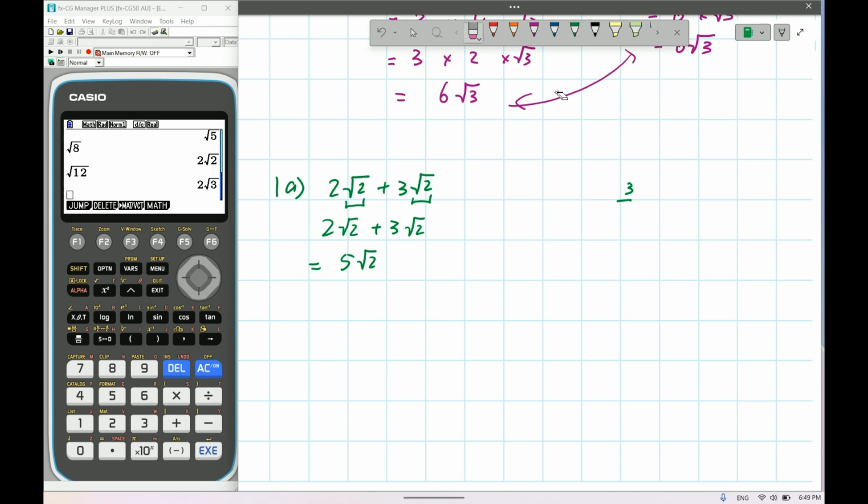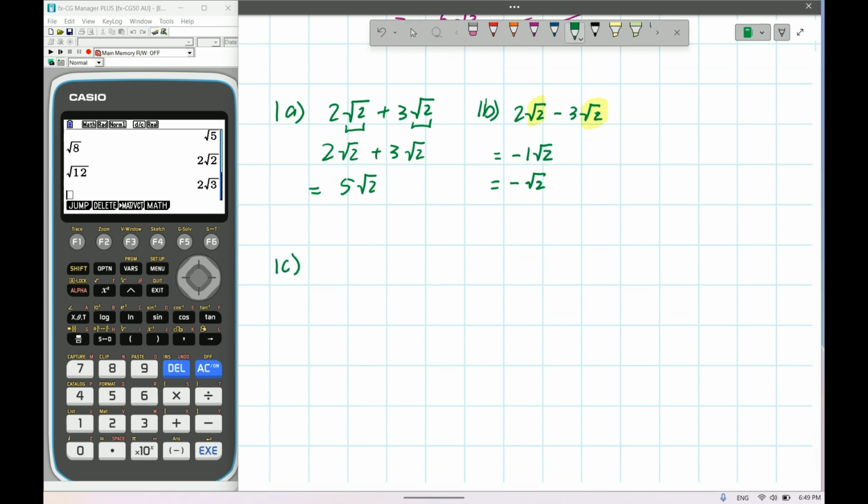Okay, cool. So I'll do part 1b, which is 2 square root 2 minus 3 root 2. Because the square root parts are the same, they're considered to be like terms. So the only thing you need to consider is the 2 and the minus 3. So 2 minus 3 is minus 1. So you would have a minus 1 square root 2, or you could just write it as minus root 2, which is the way you're supposed to do it. Cool.